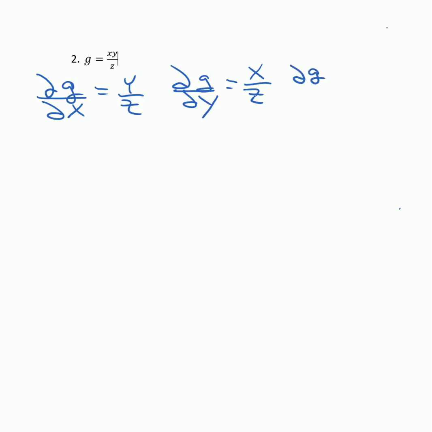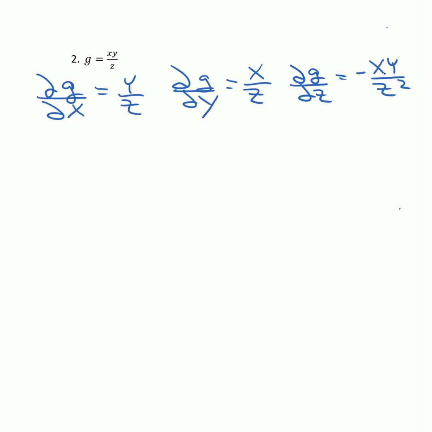Okay, here's the second function. G is equal to x y over z. X, y, and z are all variables. Again, we have three variables, so we do three partial derivatives. They are the derivative of g with respect to x, which is just y over z. The partial derivative of g with respect to y, which is just x over z. And the partial derivative of g with respect to z, which is going to be negative xy over z squared.